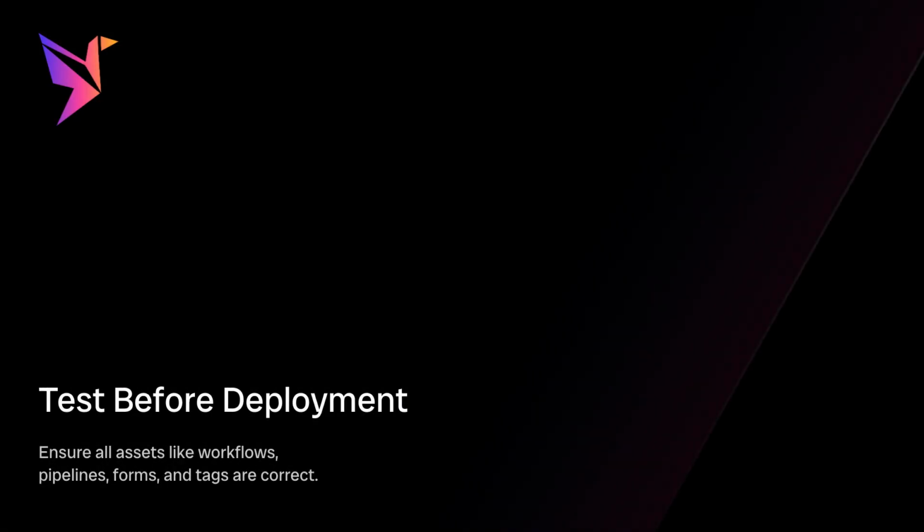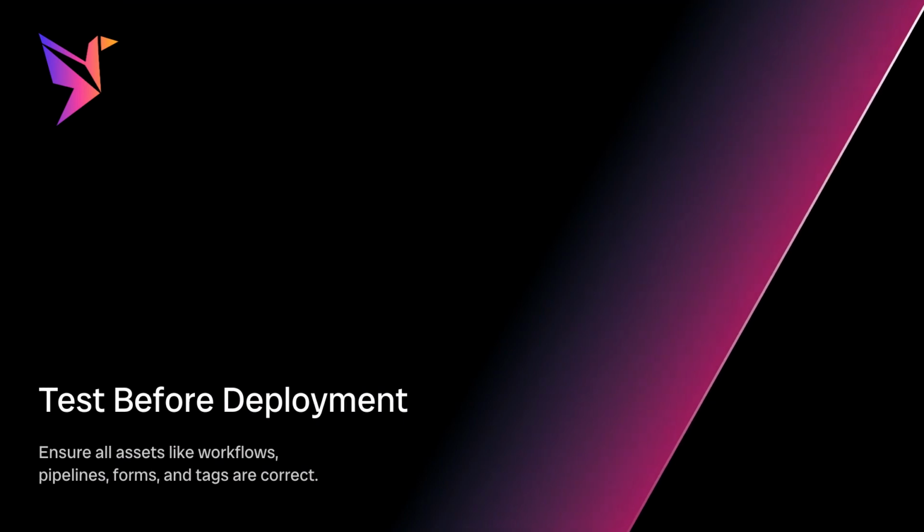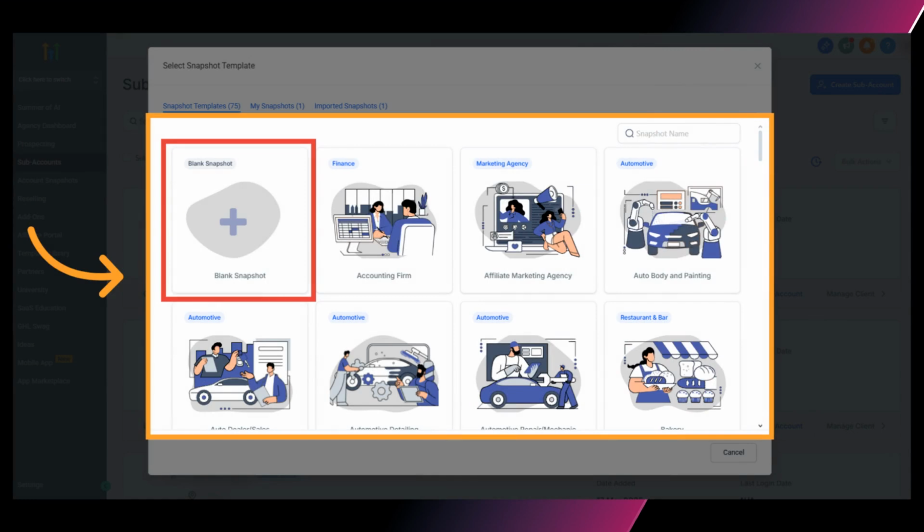Before you roll this out to real clients, it's important to test your snapshot one more time, this time in a brand new sub-account. That way you can confirm everything installs properly and works exactly the way you intended. First, click Create Sub-Account from your Go High Level Agency dashboard. This will generate a fresh workspace where we'll install and test the snapshot. When prompted, make sure to select the blank sub-account option. This prevents any conflicts during import, no old assets, no overlapping tags, just a clean slate.